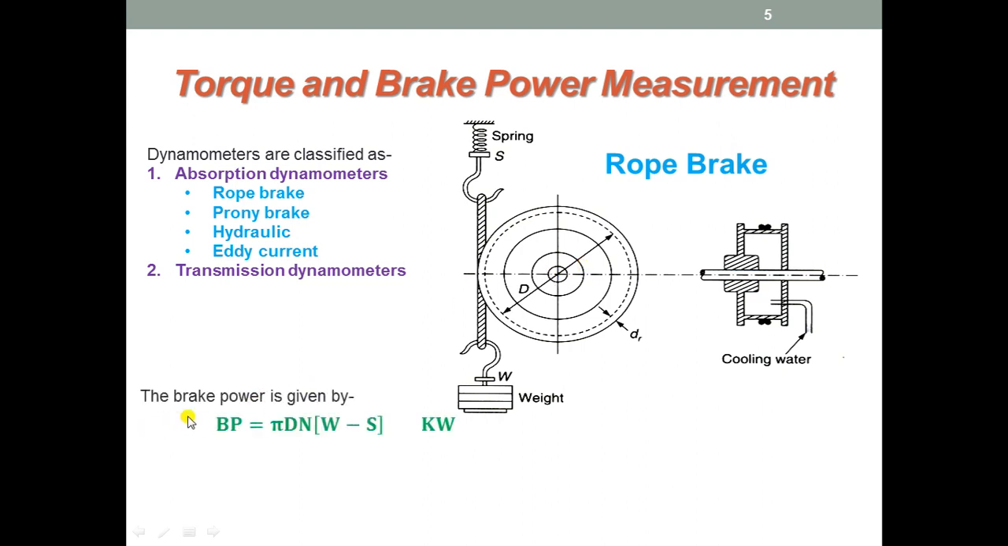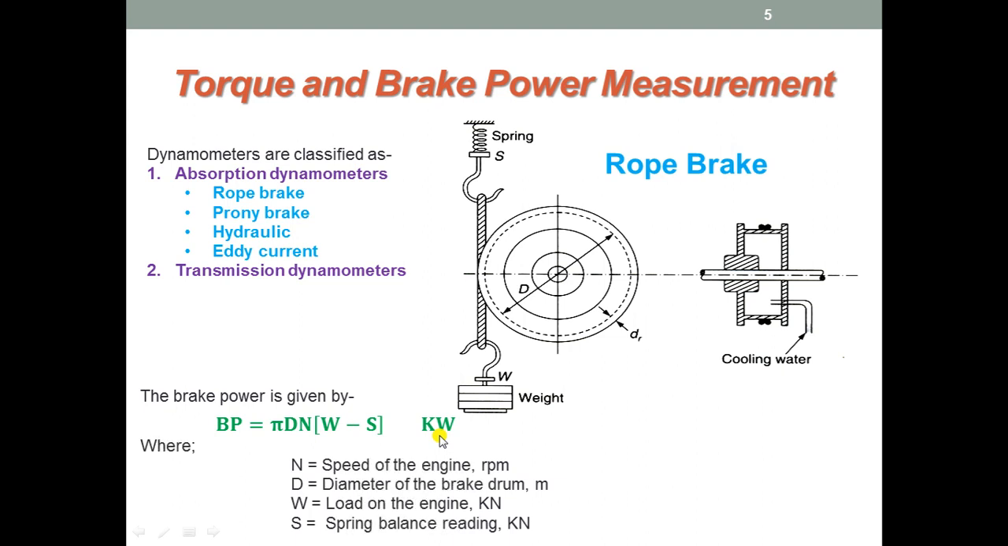And the expression used here to determine brake power for a rope brake dynamometer is BP is equal to pi D N multiplied with W minus S, and it will be in the form of kilowatt, where N represents speed of the engine in revolutions per minute, D represents diameter of the brake drum in meters, W represents load on the engine here in kilonewton, and S represents spring balance acting opposite to the load in kilonewton.